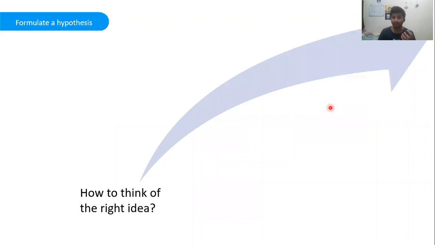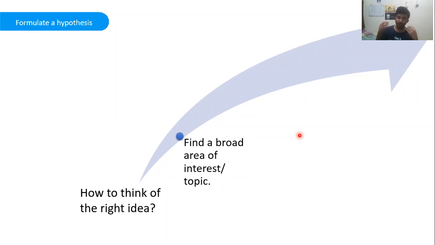So how do we actually think of the right idea? How we start is, first, you have to find a broad area of interest or topic. Like you have a rough idea you have to get, if you say it that way. There are two ways to start. You can either start with a subject, let's say obstetrics, pediatrics, biochemistry, pharmacology. You can choose that whatever I do, I will do it in this particular subject.